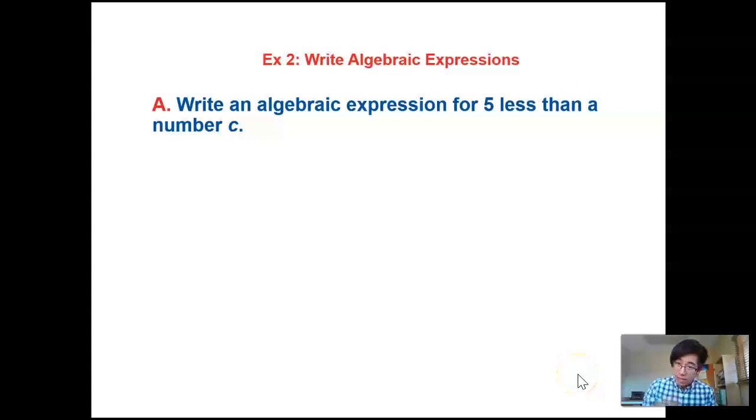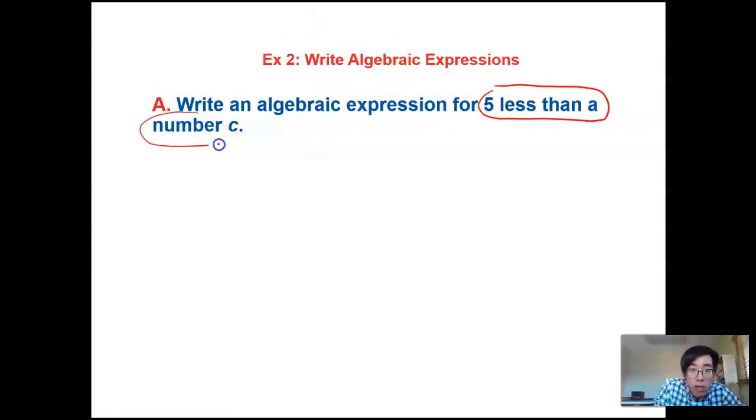Alrighty folks, so now we're going to look at the second example. How are we going to write from the verbal expression to the algebraic expression? How am I going to write it with numbers and symbols and variables? Okay, so you have this one right here. It's written as 5 less than a number c. And I know that less than right here means it's an operation of subtraction.